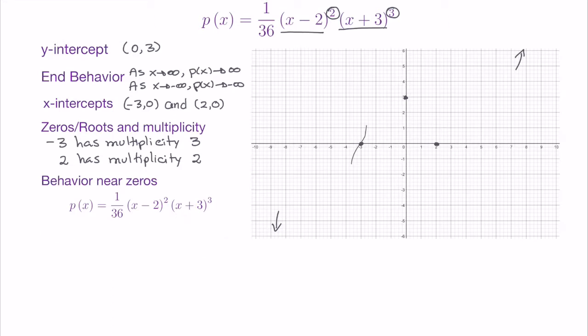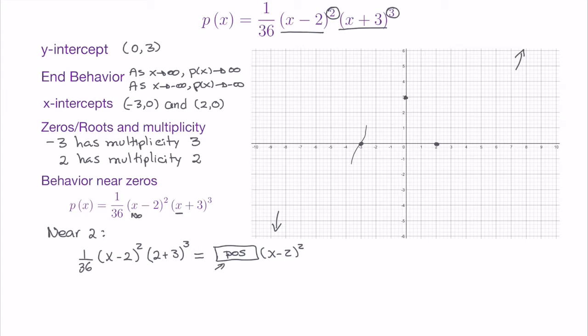Now let's look at the behavior near 2. We plug in the 2 here, but not in the factor corresponding to 2. So not here. And we get 1 over 36 times x minus 2 squared times 2 plus 3 cubed. What we get here is a positive number times x minus 2 squared. That means that the graph is going to touch the x-axis like a parabola opening up, because this is positive, like this. And we're ready to graph.